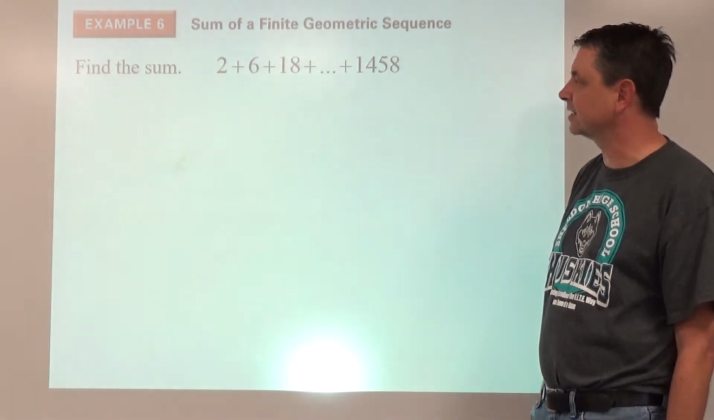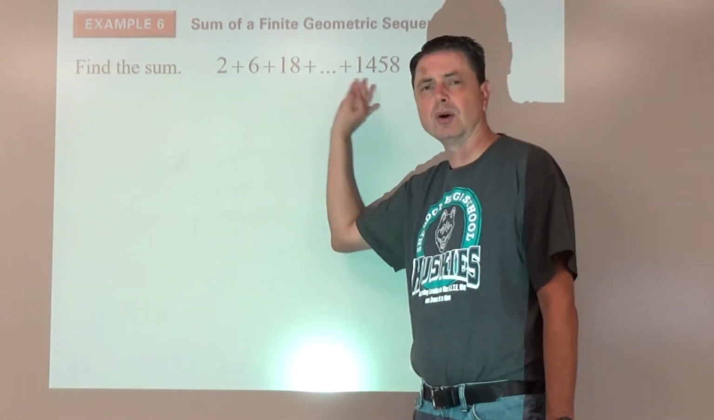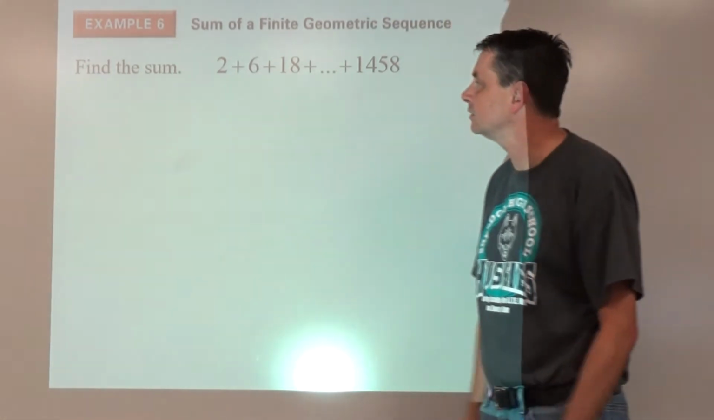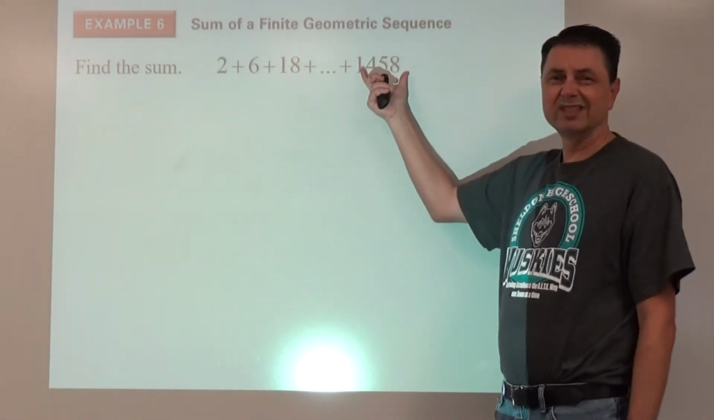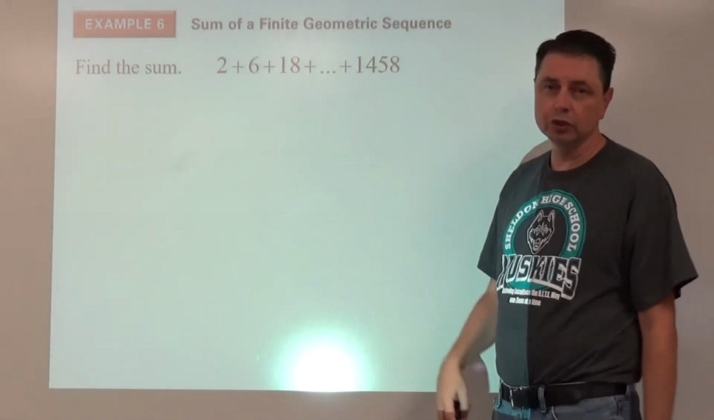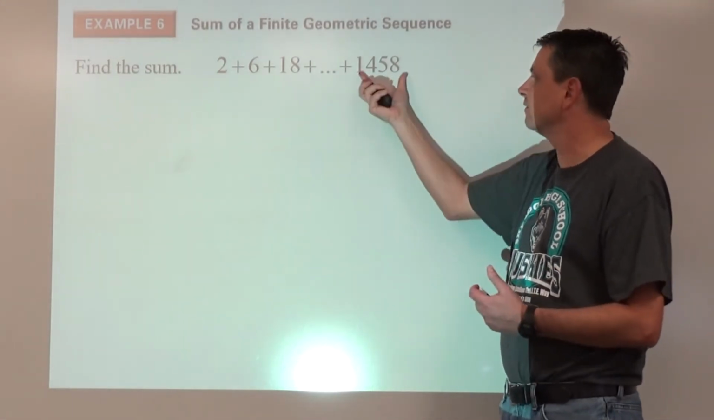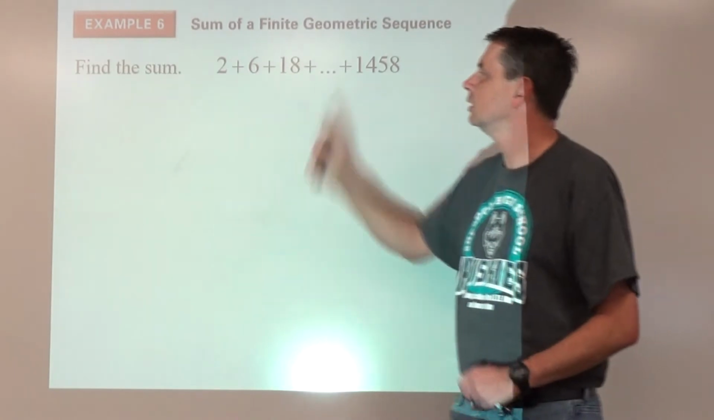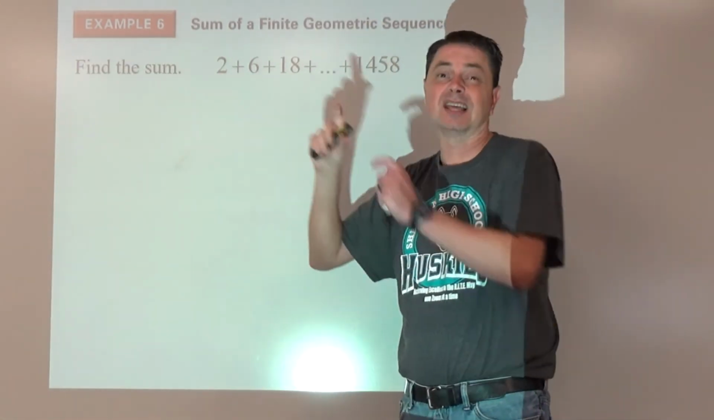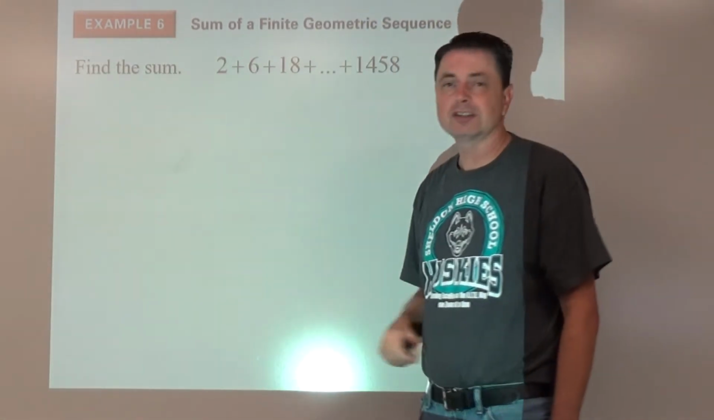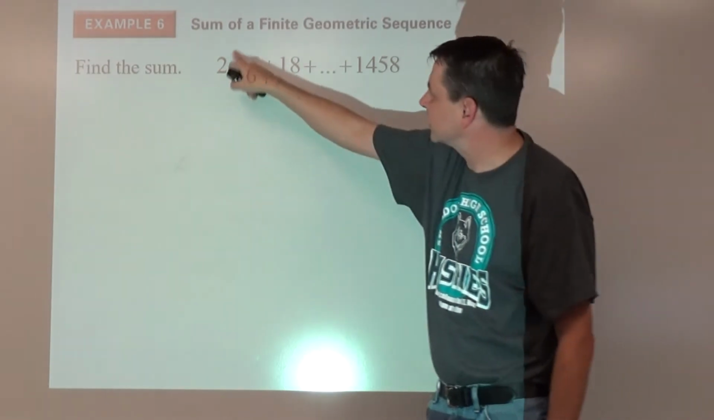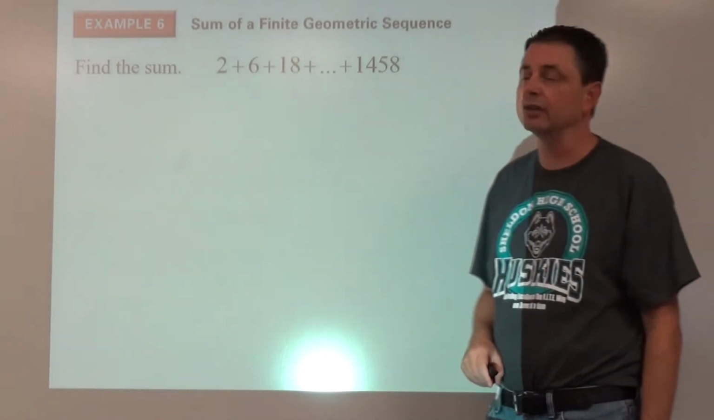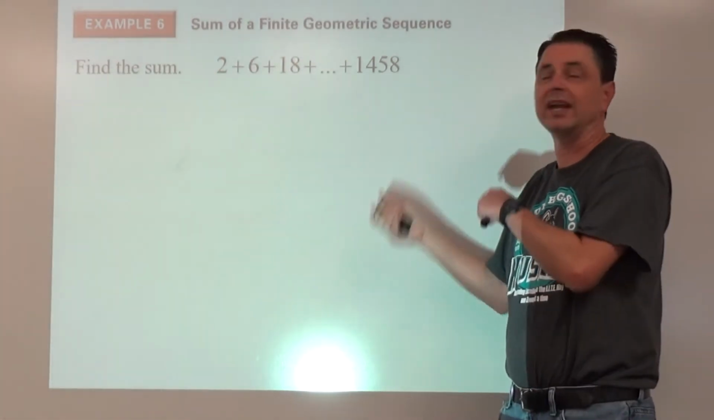Example 6, find the sum. Another one where we don't know how many things that we have. So we'll use the last one as our clue to get us going and write the equation for the last one. 1458 is equal to, first, so we go back to the a sub n, 2 times the r, which we can see from the pattern is being multiplied by 3, times 3 to the power of n minus 1.